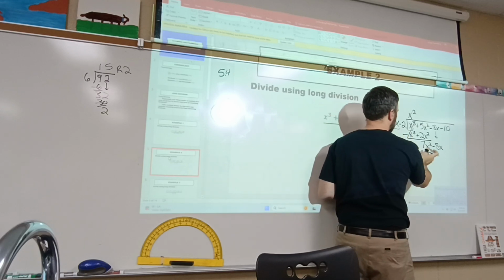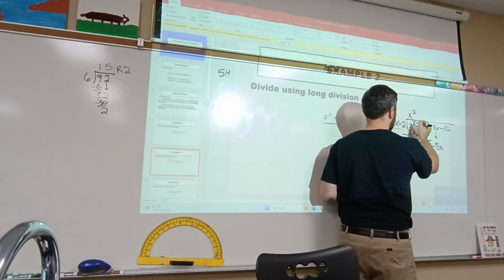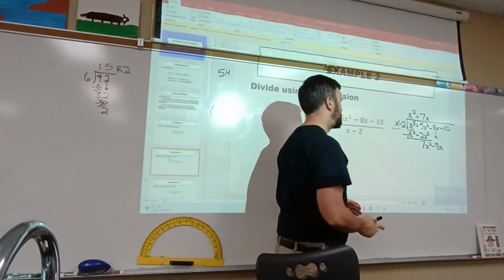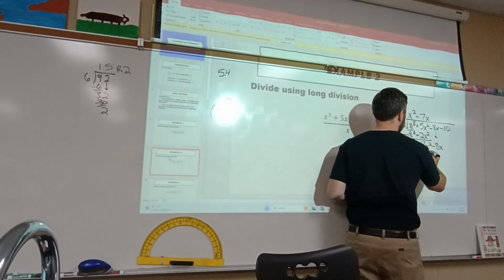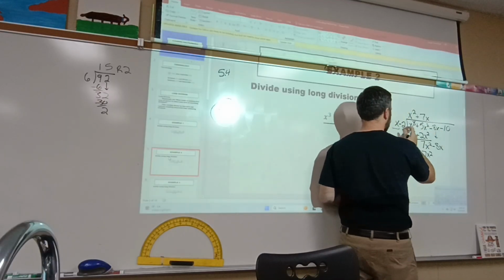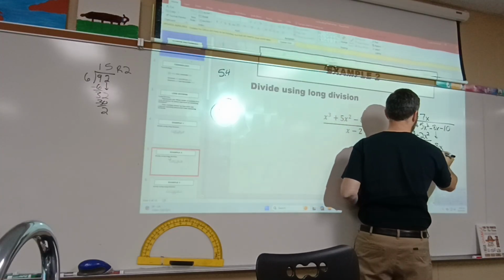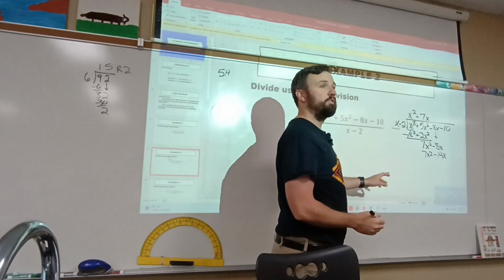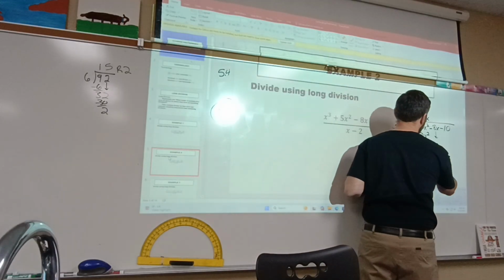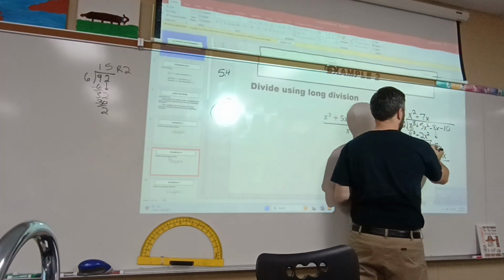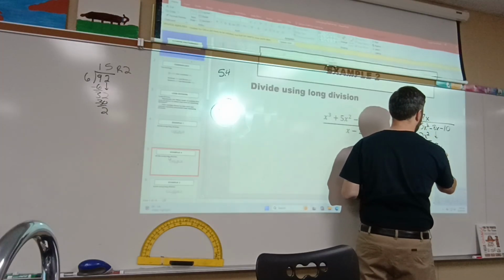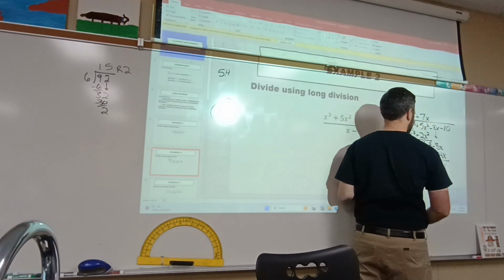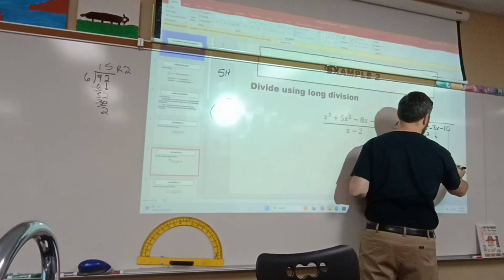What do I multiply x by to get 7x squared? 7x, right? 7x times x is 7x squared. 7x times negative 2 is negative 14x. Change all my signs, and I'll leave it just fine. That's going to cancel. Negative 8 plus 14 is 6x. Bring down the 10, and we'll do it again.